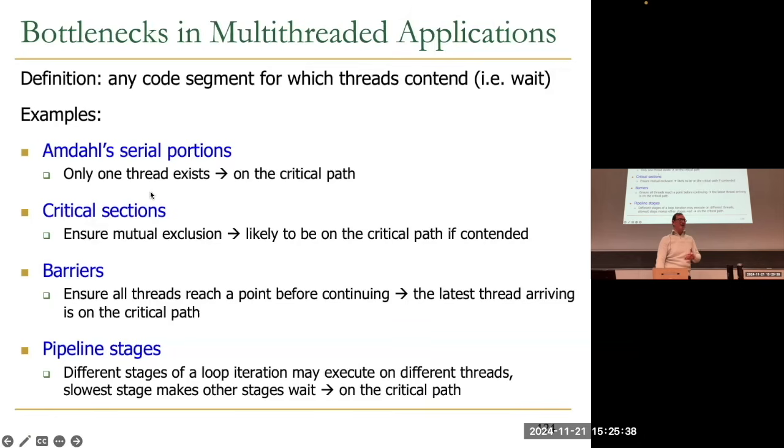Serial portions clearly make everybody else wait because there's nobody else. Only one thread exists. This is on the critical path by definition. Critical sections that ensure mutual exclusion are likely to be on the critical path if they're contended because they make some folks wait. But their severity may depend on how many threads they make wait for how long, right? Not all critical sections are equal because some critical sections make no one wait, right? If the critical section gets executed and no one is contending for it, sounds great.